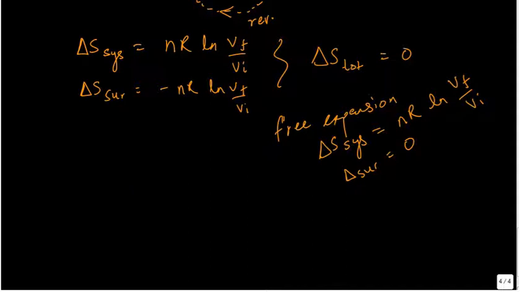Okay. One of them is at temperature T1, the other one is at temperature T2. Heat, we all know, would flow from the higher temperature to a lower temperature. Why not from a lower temperature to a higher temperature?